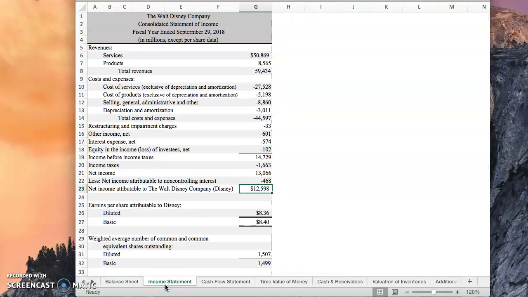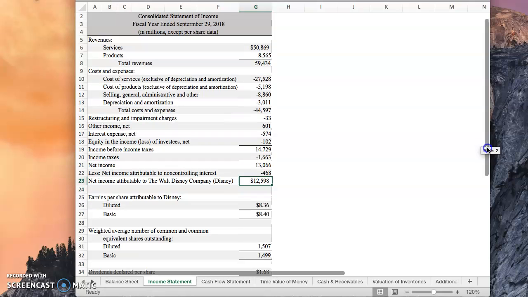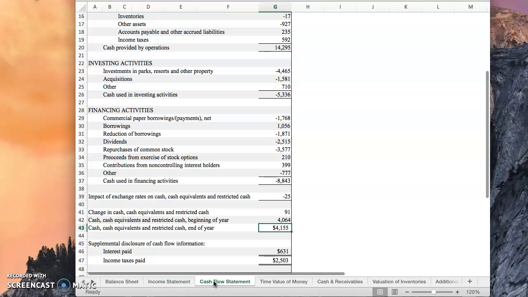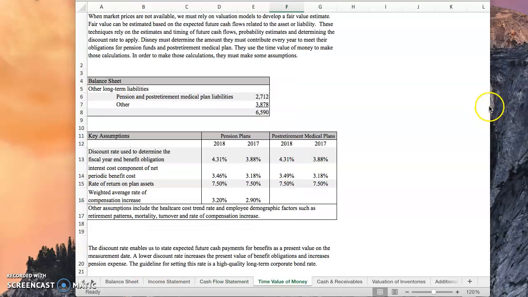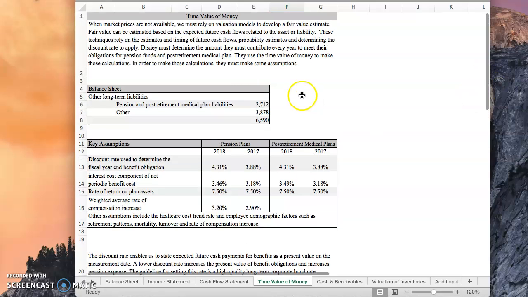The income statement shows net earnings of $12,598 million, with earnings per share of $8.40 for basic and $8.36 diluted. The cash flow statement reflects an ending cash balance, cash equivalents, and restricted cash of $4,155 million.